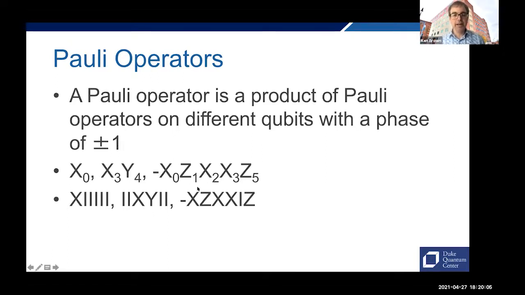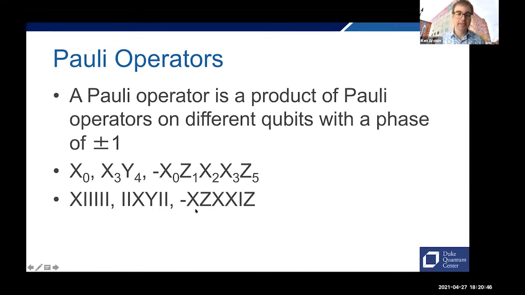I will write them in two ways. And I apologize, I just realized in one of my slides I shifted my bit order. Normally I'll go from bit zero to whatever the end bit is. All of the qubits that are not mentioned have an identity that acts on them. So X0 looks like X and then a bunch of identities, X3 Y4 looks like two identities, X, Y, and then identities. And then we see here this negative X Z X X X Z has non-trivial Pauli operators on each piece.